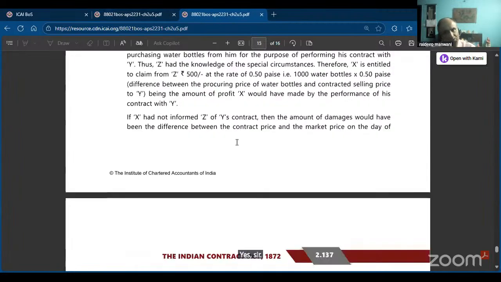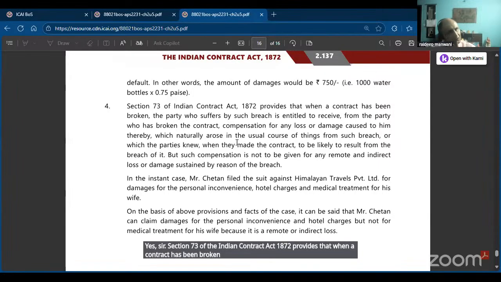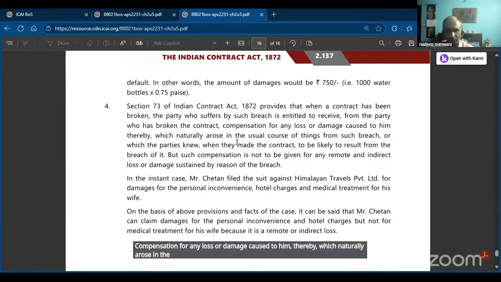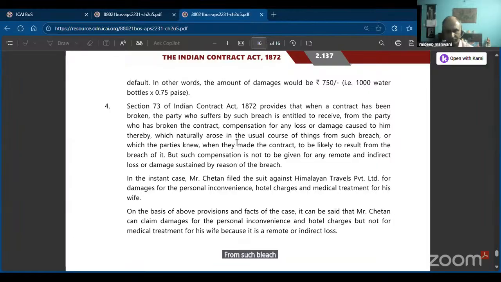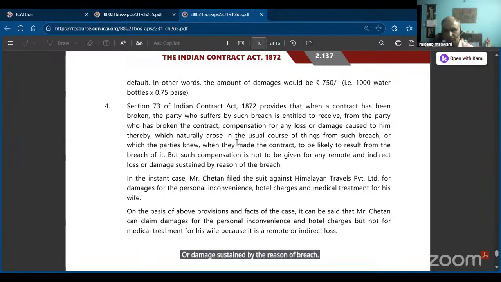Section 73 of the Indian Contract Act 1872 provides that when a contract has been broken, the party who suffers by such breach is entitled to receive from the party who has broken the contract compensation for any loss or damage caused to him thereby, which naturally arose in the usual course of things from such breach, or which the parties knew when they made the contract to be likely to result from the breach of it. But such compensation is not to be given for any remote and indirect loss or damage sustained by reason of breach.